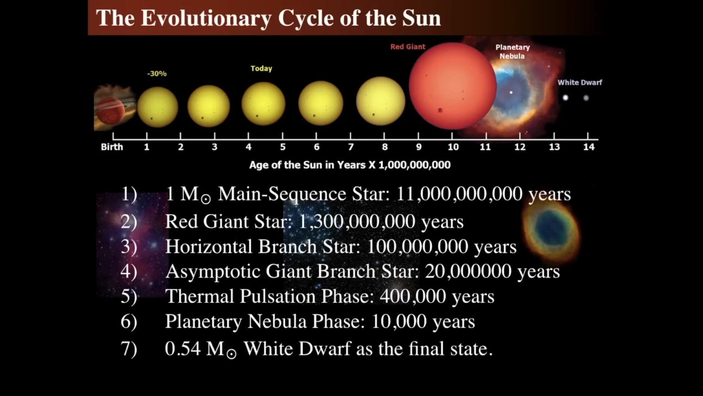And at the end of its lifespan, it will be a white dwarf, about half the mass that it started off being. Right now, the Sun is about 4.5 billion years into its life of approximately 11 or 11.5 billion years, and that's what we're going to talk about.